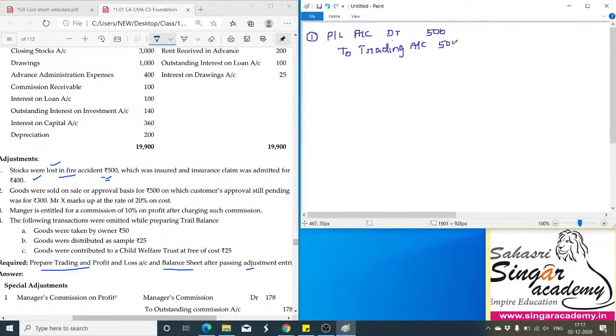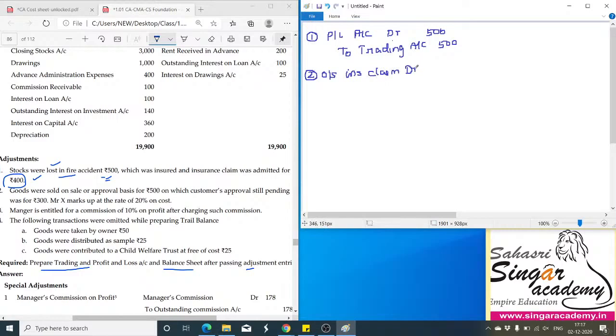If it is insured, any claim receivable will also be passed as a due entry. As it is not yet received, a due entry will be passed. So 400 rupees is receivable. Insurance claim is an income, and as it is outstanding income receivable, the party name should be on the debit side. So second, outstanding insurance claim account debit to insurance claim.